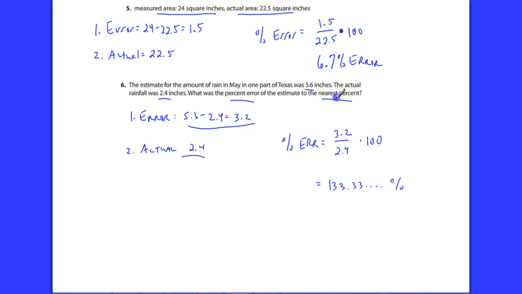However, they did say rounded to the nearest percent, so the nearest whole percent would be that one. So the answer that they're looking for is 133%. That's rounded off, and there you have it. That is how you find percent of error.